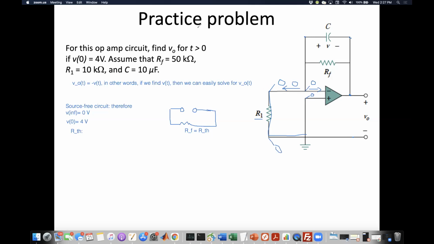So I've kind of made a mess of it. Yeah, exactly. Thank you. I'm glad that makes sense. Again, I remember having to stare at this for a while before it made sense. So RTH is equal to RF, which is equal to 50 kilo ohms. All right. So now we have everything we need. Now we can write our expression for V of t.